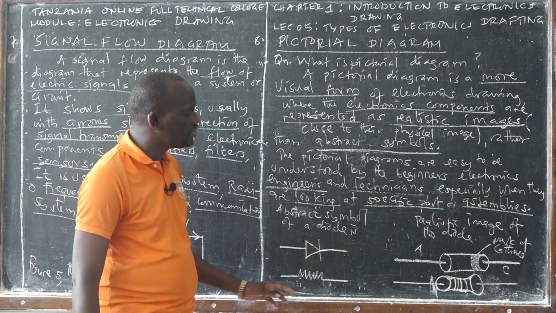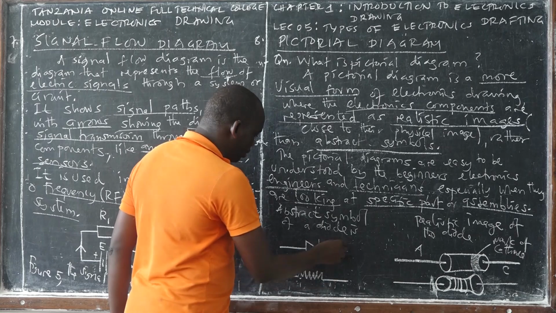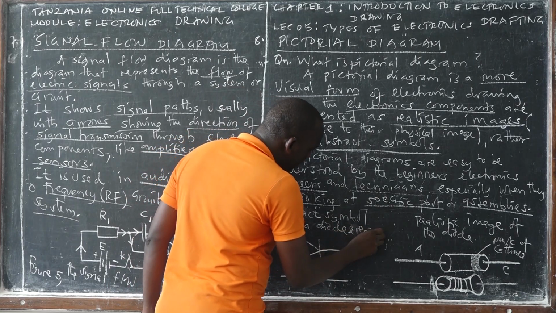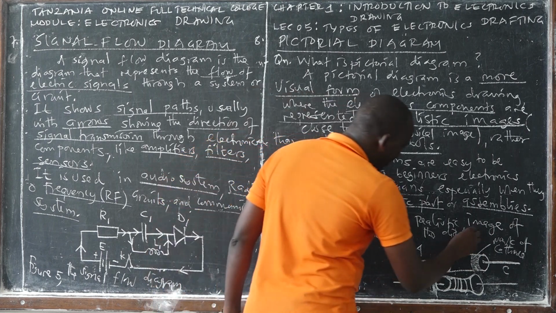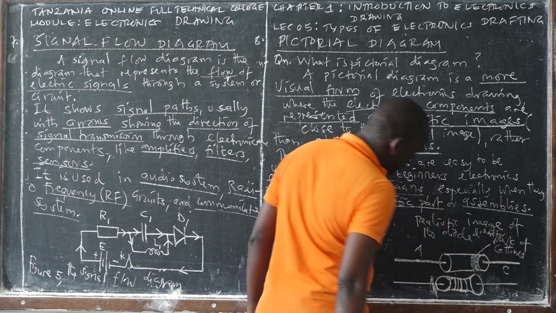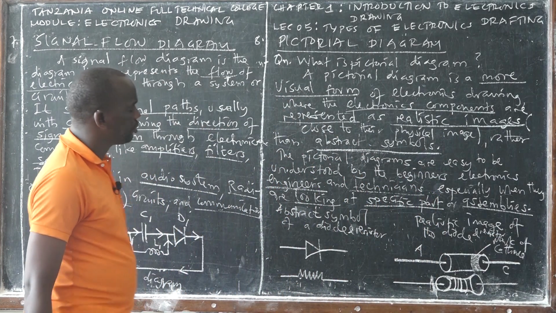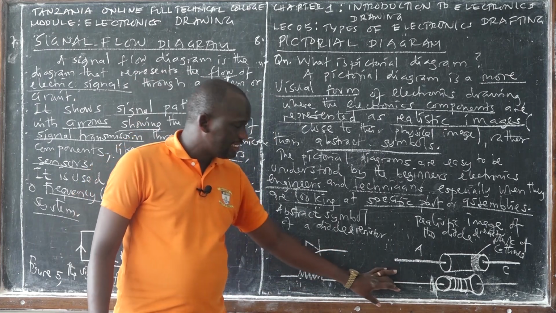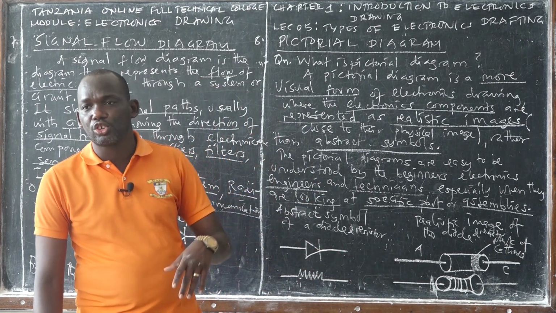So this is the realistic image of what? A realistic image of a diode and the resistor. So this is realistic. If you say pictorial diagram, it uses realistic images of electronic components.